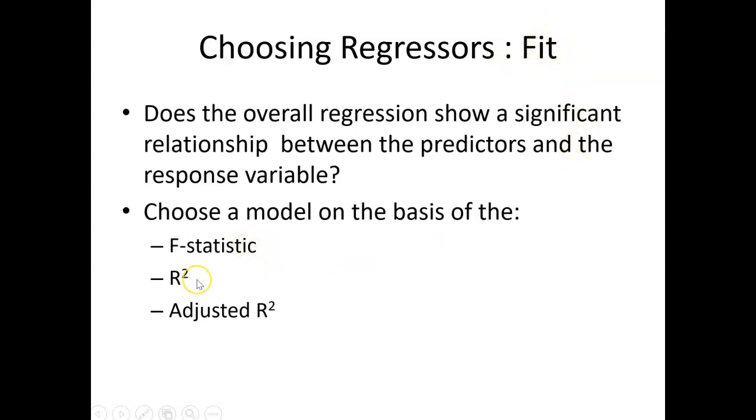That's the F statistic, the R squared, and then another one that we'll introduce in chapter 13 is the adjusted R squared. So the question is, does the overall regression model show a significant relationship between the predictors and the response variable? In general, we want to choose regression models that are statistically significant in terms of the F statistic and that have a higher R squared. This adjusted R squared is what we're going to use to adjust the R squared for the number of predictors in the model.